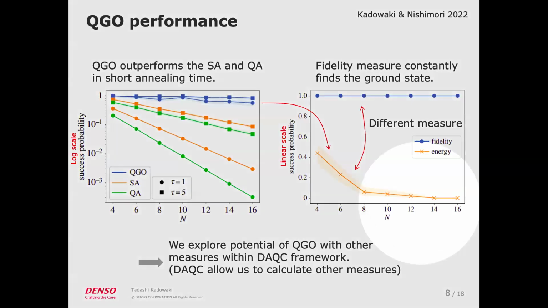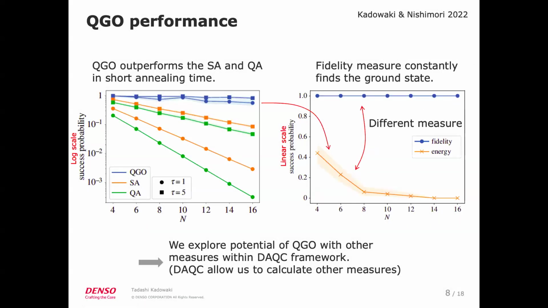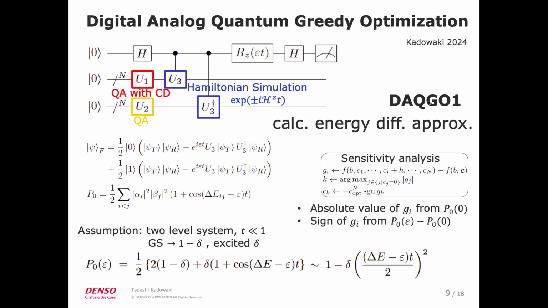And what is this line here? I introduced a sensitivity analysis calculated by energy. But if we measure the fidelity, in this optimization problem we don't know the fidelity. That is what we need, the exact solution. But if we measure fidelity, or we know the ground state, the success probability is always 100%. That means that what observable is applied for sensitivity analysis is important.